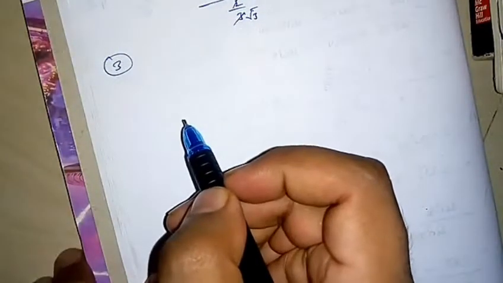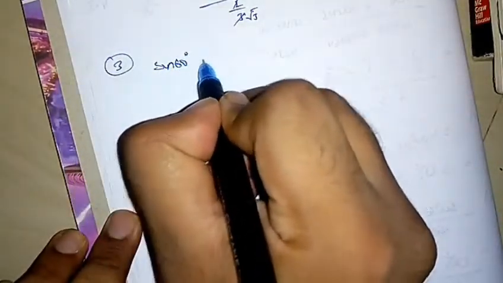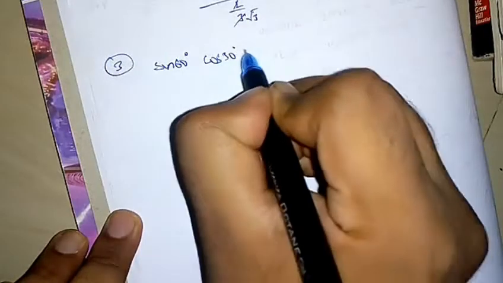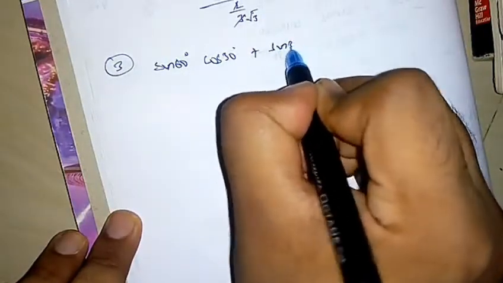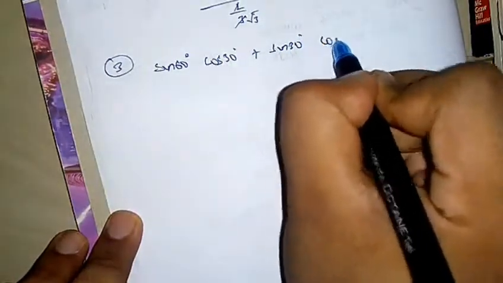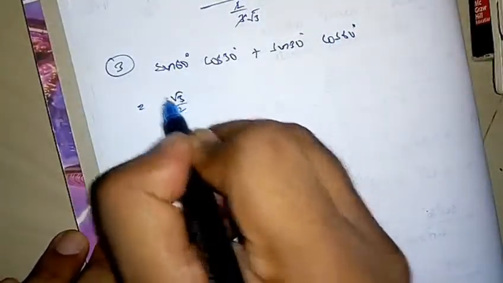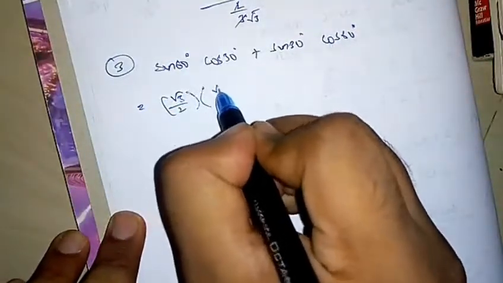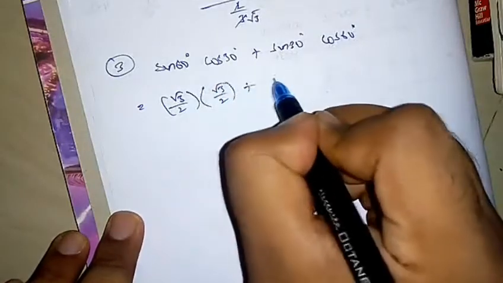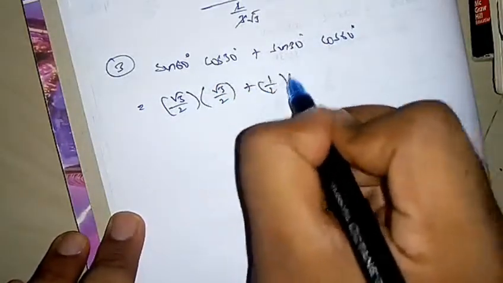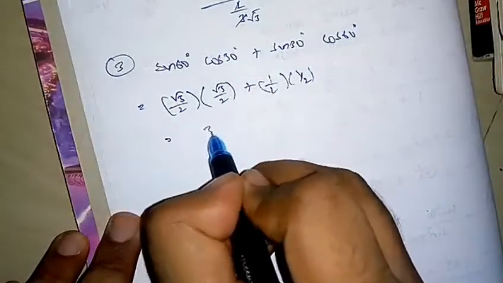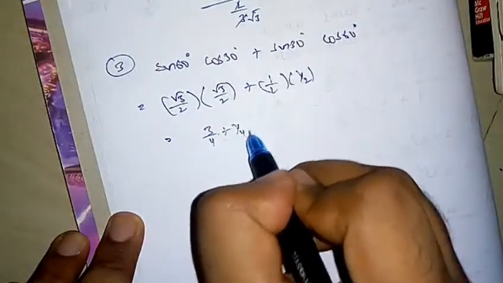Let's solve third question. Evaluate sin 60 cos 30 plus sin 30 cos 60. Sin 60 degrees cos 30 degrees plus sin 30 degrees cos 60 degrees. Sin 60 is root 3 by 2 into cos 30 is root 3 by 2, plus sin 30 is 1 by 2 into cos 60 is 1 by 2. This will be equal to 3 by 4 plus 1 by 4, which is equal to 1.